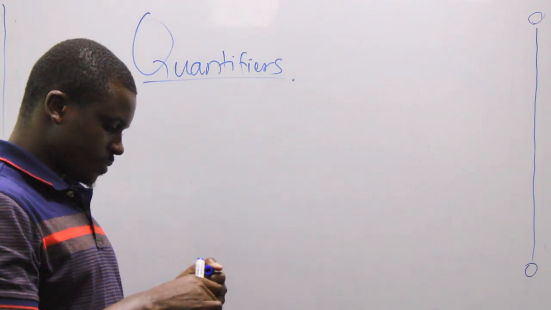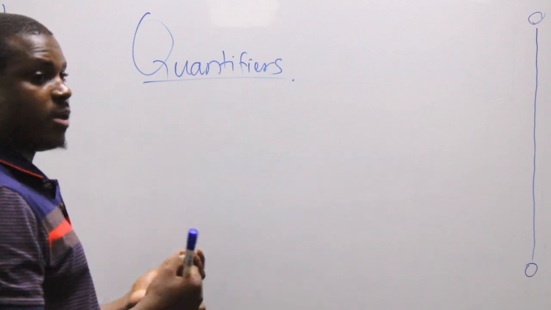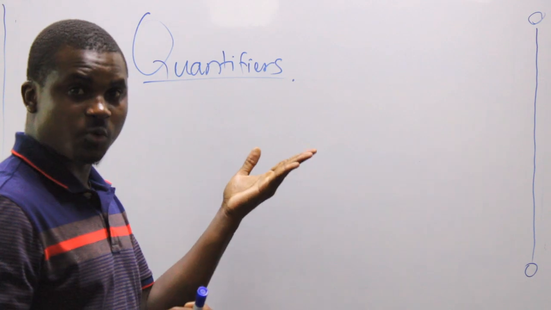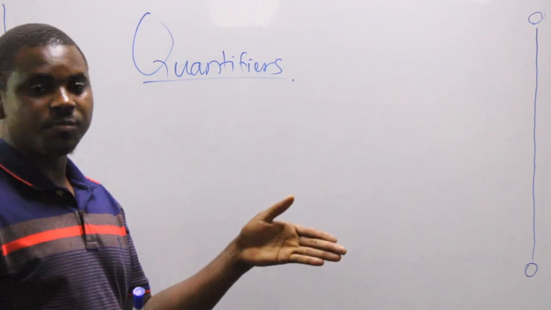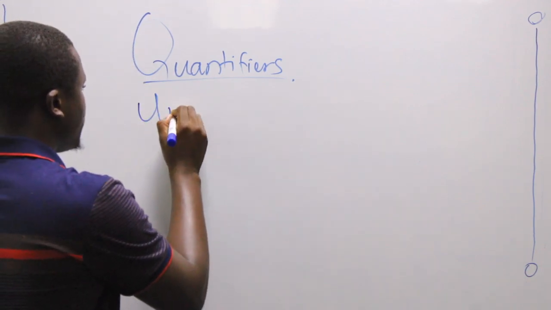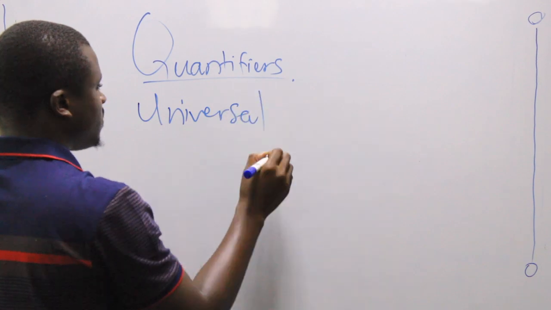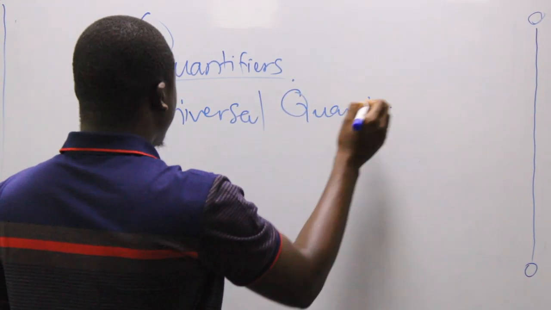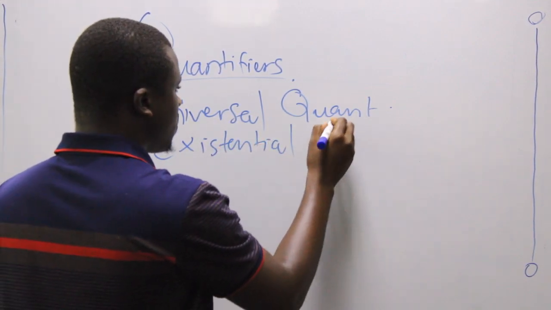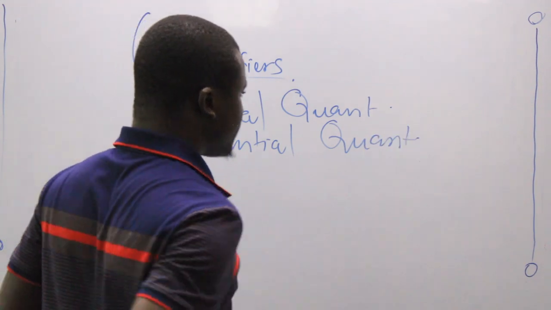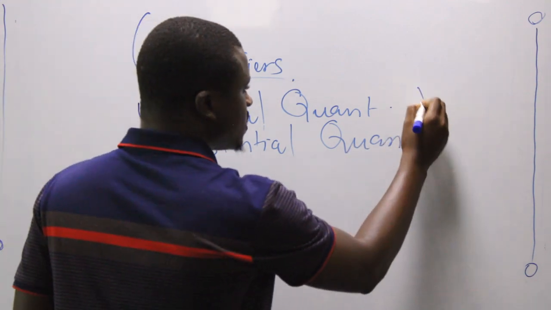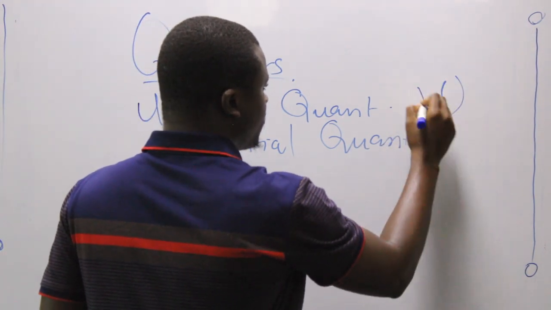For quantifiers, we've got two types: the universal quantifier and the existential quantifier. For the universal quantifier, we use this symbol. We call it for all.